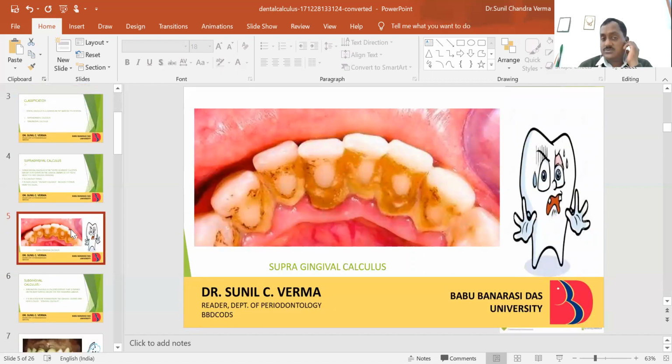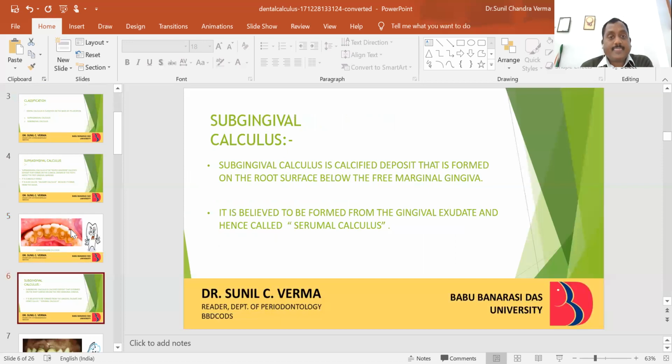This picture shows supragingival calculus in the lingual aspect of the lower anteriors. You see the amount of calculus deposited on the lingual surface. Now come to the second type of calculus according to location.